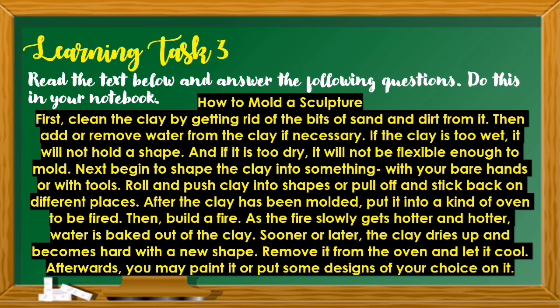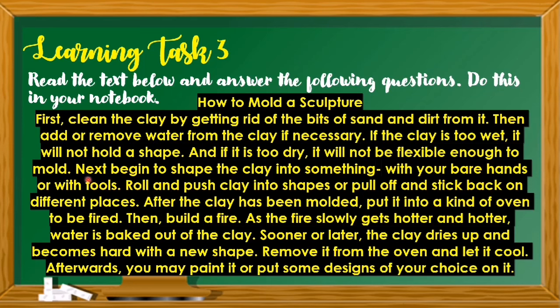So, how to mold a sculpture. First, you always look for the signal words. We have here the first. Clean the clay by getting rid of the bits of sand and dirt from it. Then add or remove water from the clay if necessary. If the clay is too wet, it will not hold a shape. And if it is too dry, it will not be flexible enough to mold.